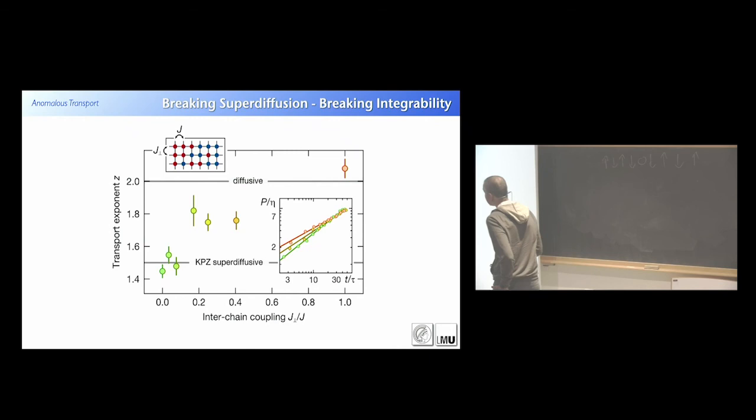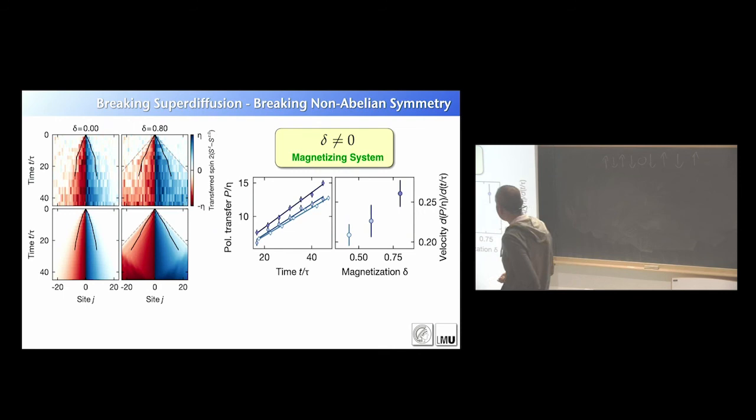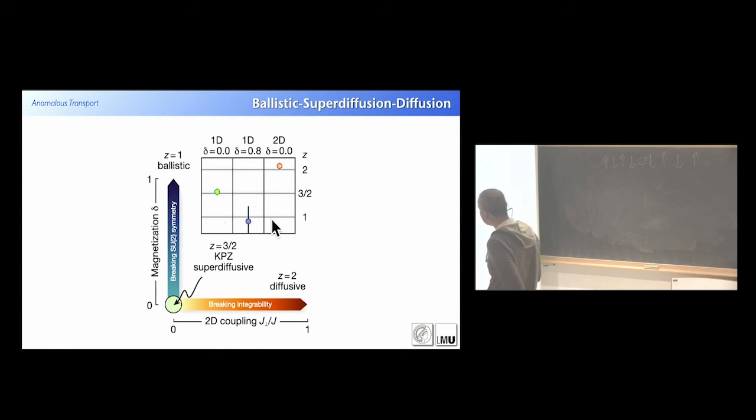Now when we go from 1D to 2D, when we couple all those chains, you see that you go away from 1.5 and you go back to diffusion. So apparently when you break integrability, you are back to the diffusive problem again. When we magnetize the system and introduce excess magnetization, looking at those magnetization profiles, we actually find ballistic expansion. If I summarize all three measurements in this table: for the 1D case unmagnetized, we get 3/2. 1D case magnetized, we get ballistic transport. 2D case unmagnetized, we get diffusive transport. So it really seems to rely very much on this SU(2) symmetry and on having this integrable model in the system.